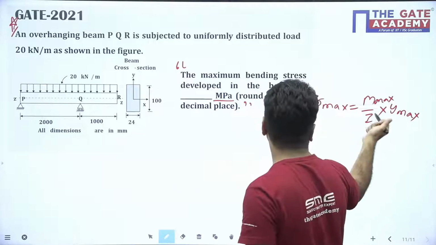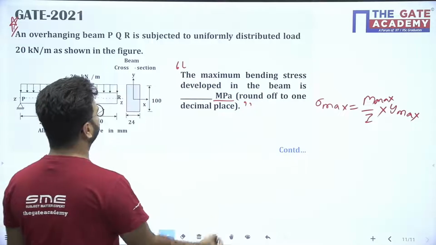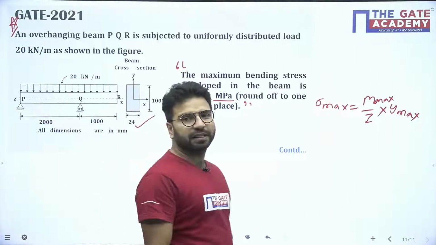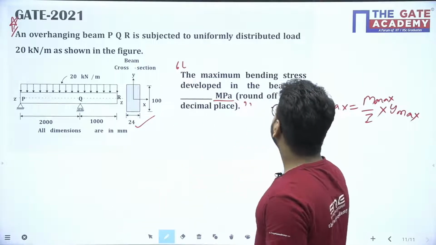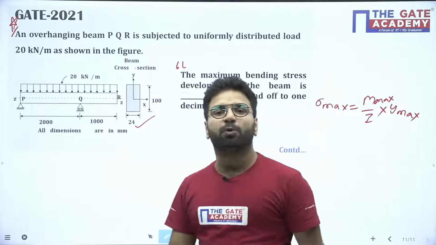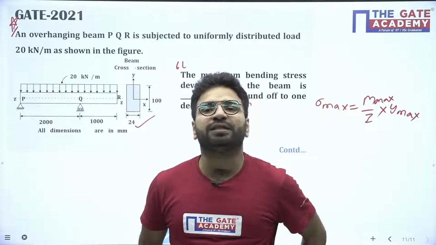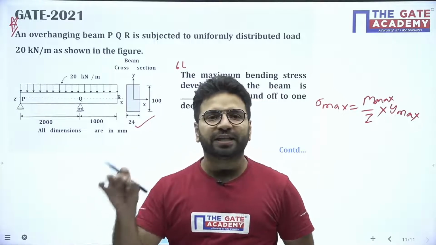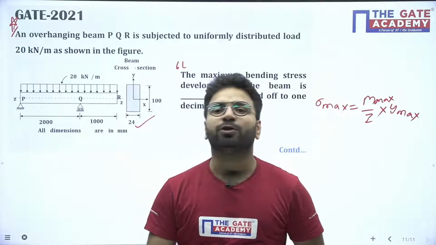M max upon I into y max means we need the maximum bending moment. I we will calculate, because the cross section is given to me here. But the thing is, how to find the maximum bending moment? Yesterday we discussed the bending moment will be maximum where the shear force changes its sign. So what will you do first here?